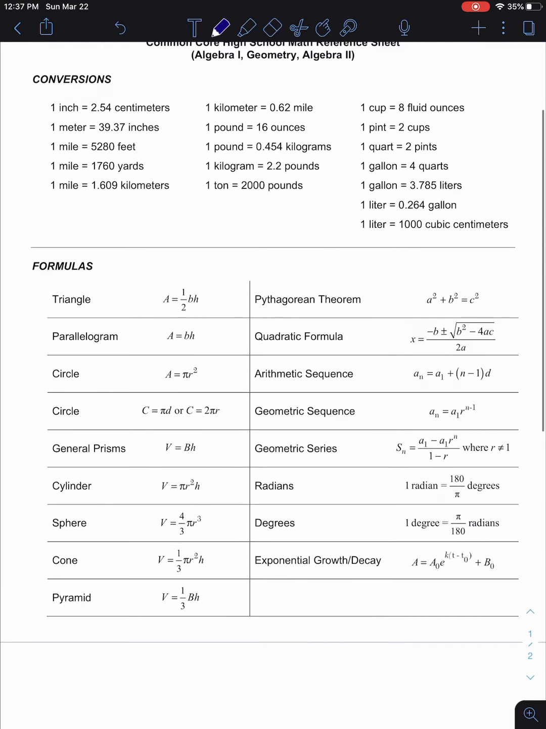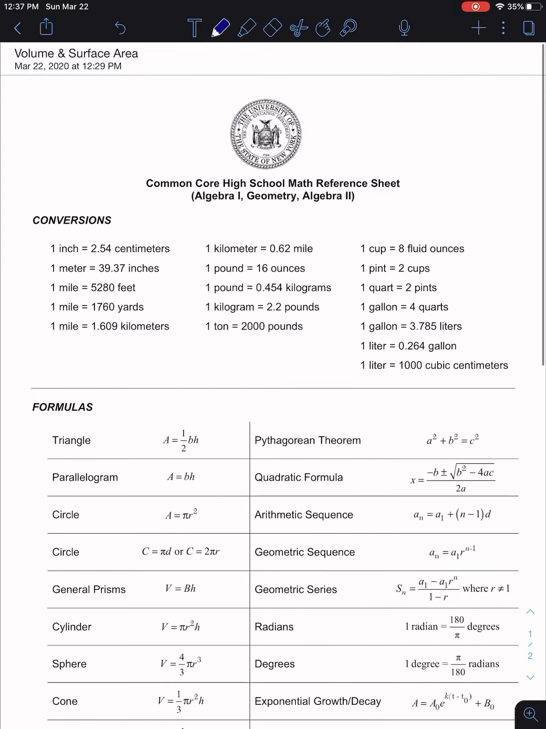But what we're going to be talking about today, what you're seeing in front of you is the reference sheet that we use for Algebra 1, Geometry, and Algebra 2, so it's the same unit sheet. Now, we never really talk about the top part of the reference sheet, and the reason for that is it's not really specific to any one class. This top part is just a bunch of conversions.